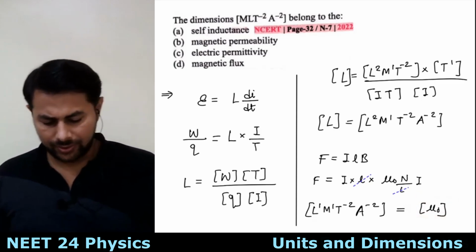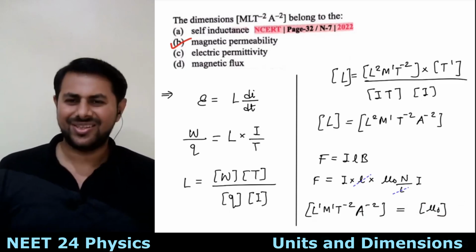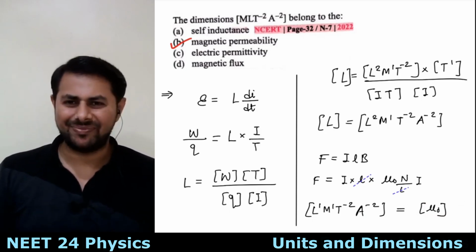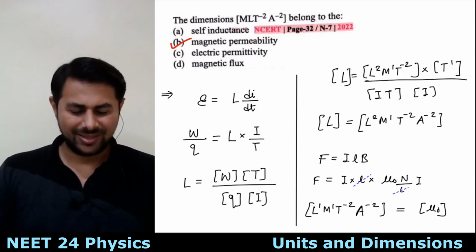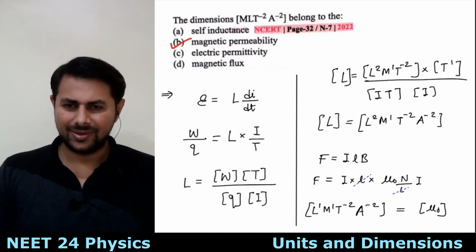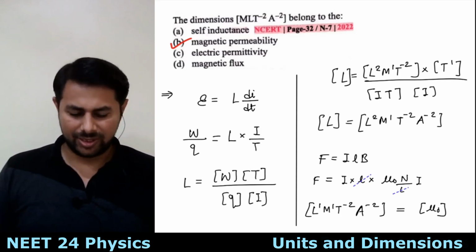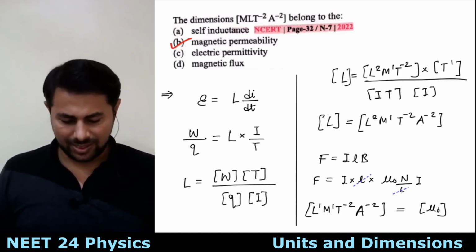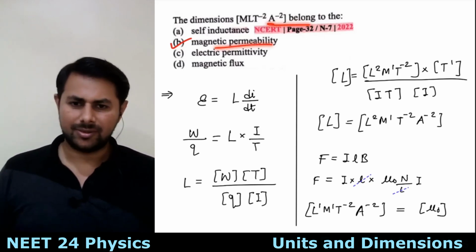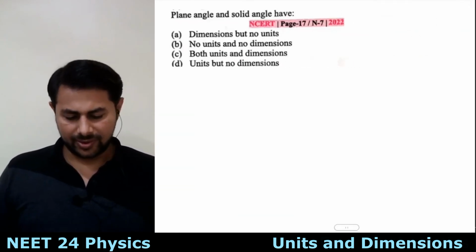Okay, so this is how we can find out if we don't remember, and if we remember, then this question won't take any time, right? This thing is clear? Yes, no? Okay, all right. If we don't remember, these kind of questions are time consuming. If we remember the dimensions, okay, these are dimensions of magnetic permeability, then it's not even 10 seconds. Okay, let's see the next one.